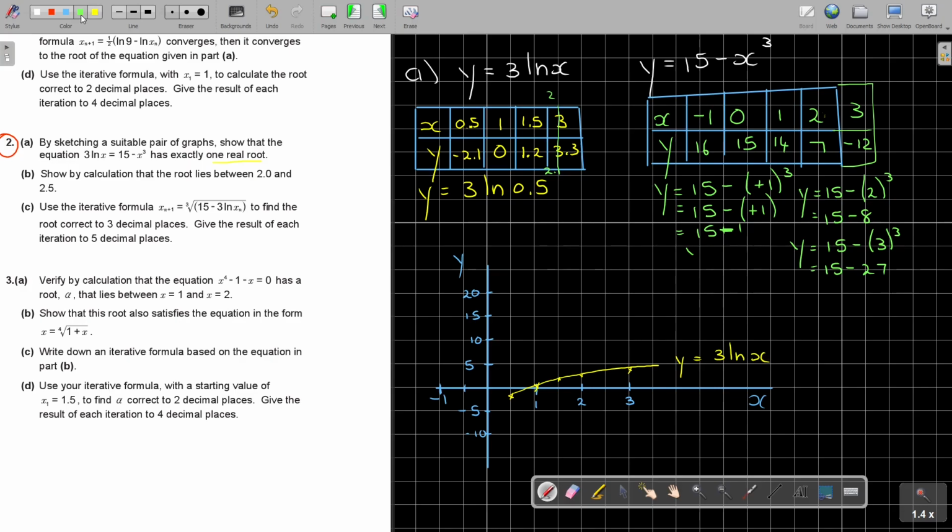Now let me start with my green. So it's -1 and 16. And 0 and 15.